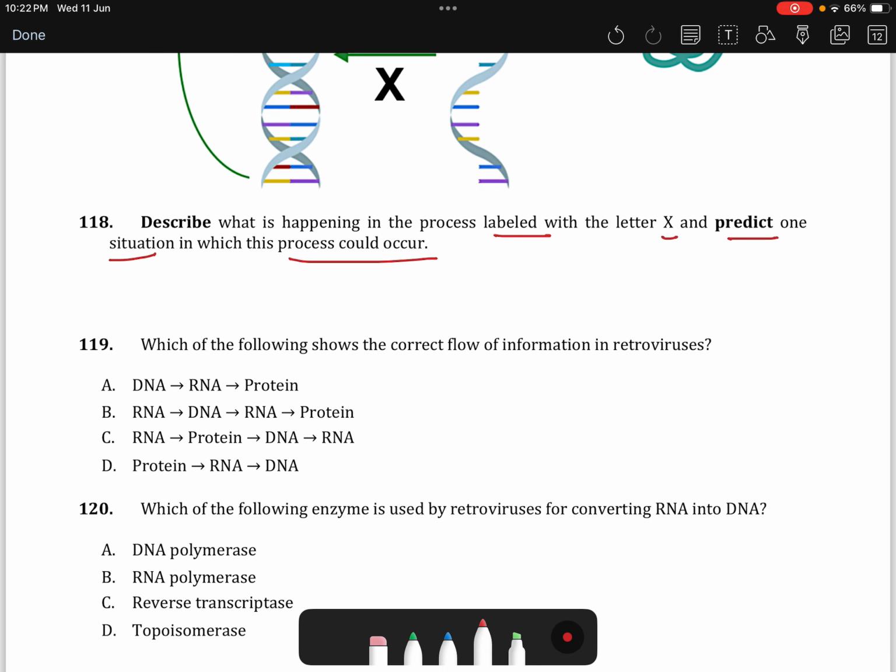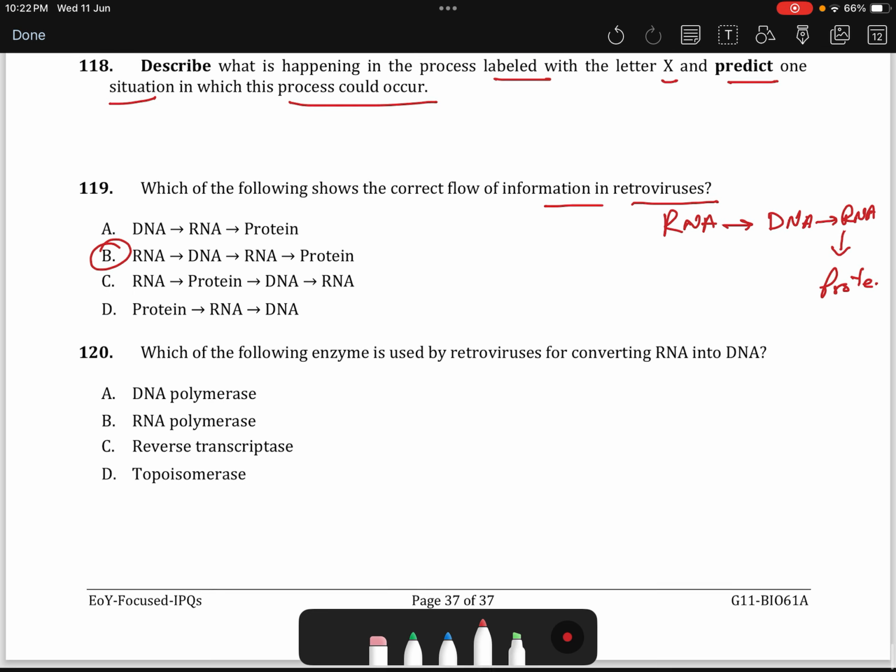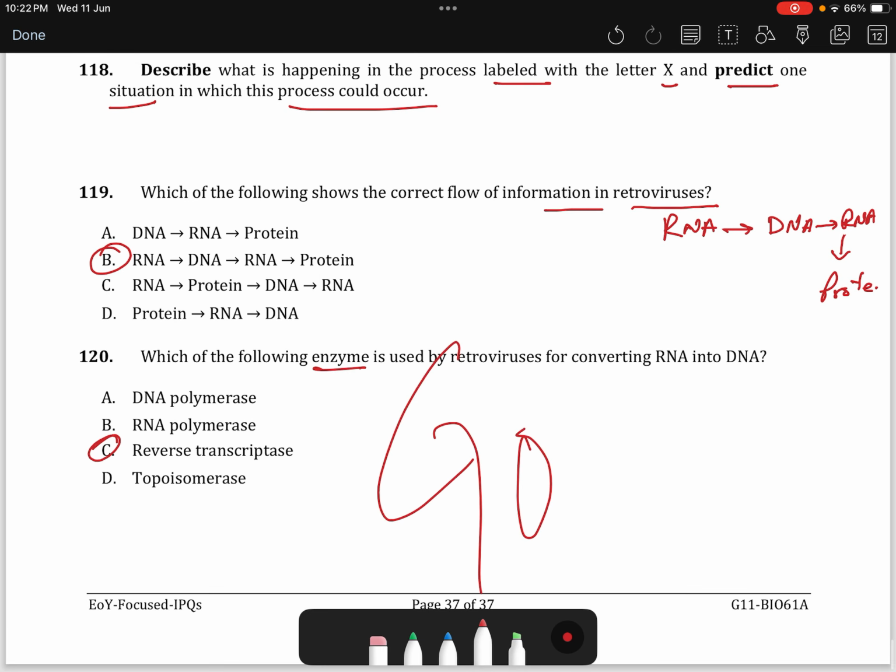Which of the following shows the flow of information in retroviruses? We know that retroviruses have RNA to DNA, then DNA to RNA again, and then RNA to protein. So you can find this one, that's B. Which of the following enzymes? Reverse transcriptase, right? And here is a big good luck.